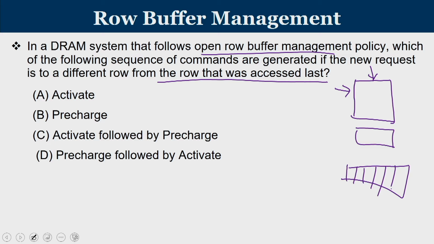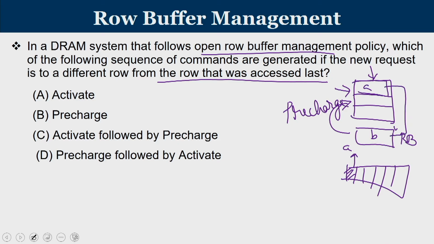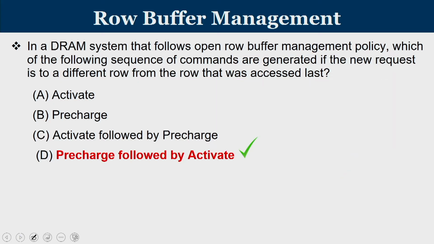So, in a DRAM system that follows open row buffer management policy, which sequence of commands is generated if the new request is to a different row? I got a new request that is totally different. Let us say this is part of row number A, and now row number B is there in the row buffer. The row buffer carries one row, and the new incoming request is to a different row. What will we do? I have to store the contents of B back into the corresponding row. There is one signal known as pre-charge. And then you have to activate the new row. Let us say this is the row corresponding to A. We have to bring it back, so it is activate. In this context the answer is pre-charge followed by activate.